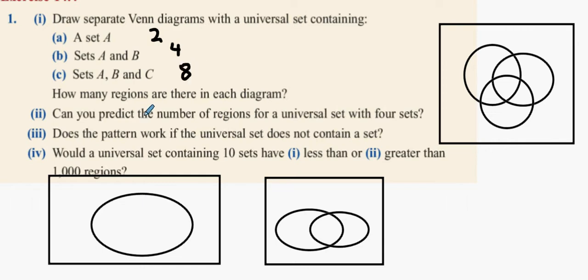Can you predict the number for 4 sets? Yes. 16. Most people say 16. The back of the book has 16. However, it's not the case. Let me show you what actually happens.